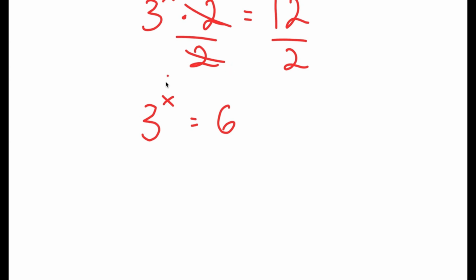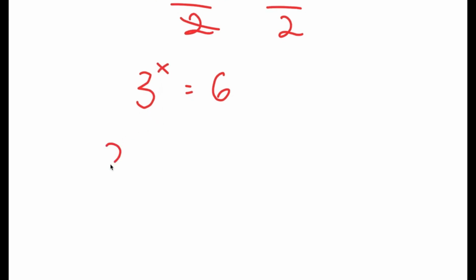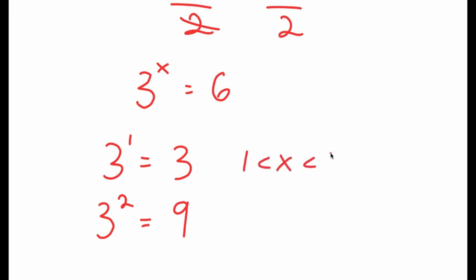To solve this, well, we know that x is going to be a decimal because 3 to the power of 1 is 3 and 3 to the power of 2 is 9. So x is going to be somewhere in between 1 and 2. So we want to find the exact value of x. So how are we going to do that?